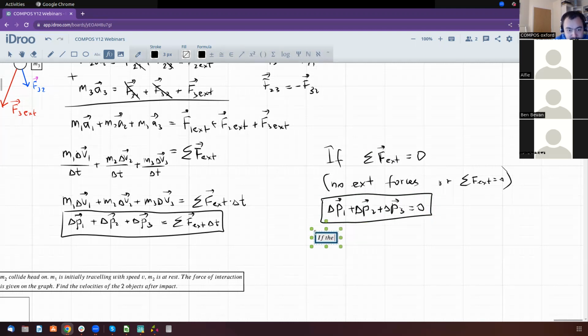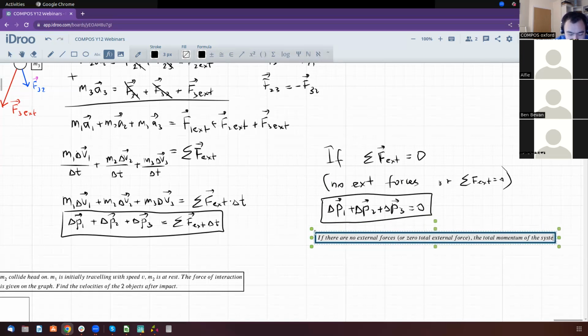If there are no external forces or 0 total external force, the total momentum of the system is constant.